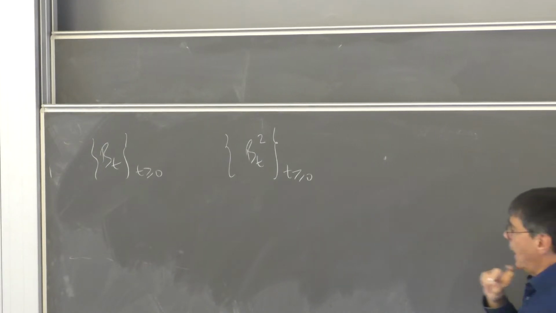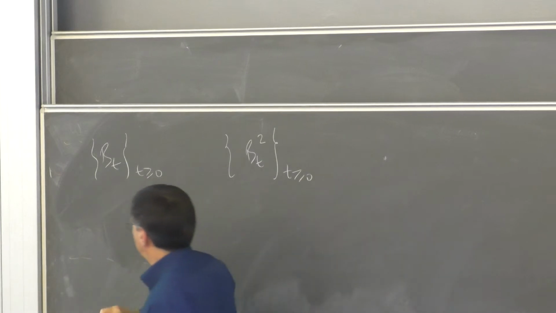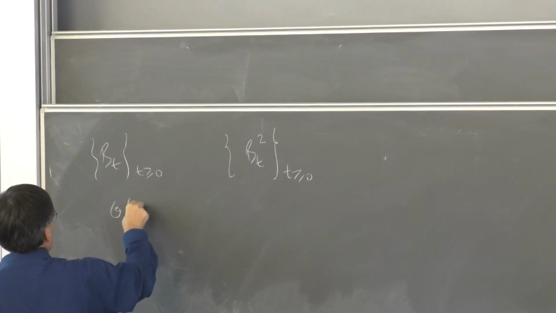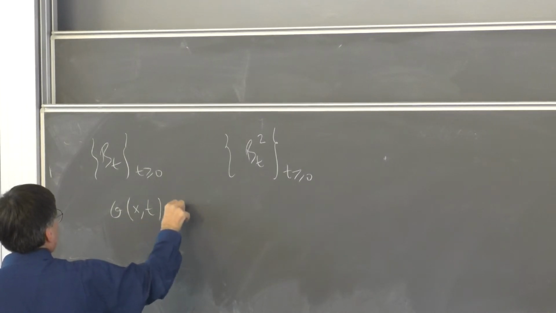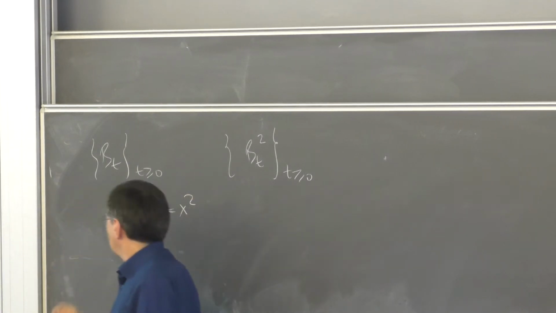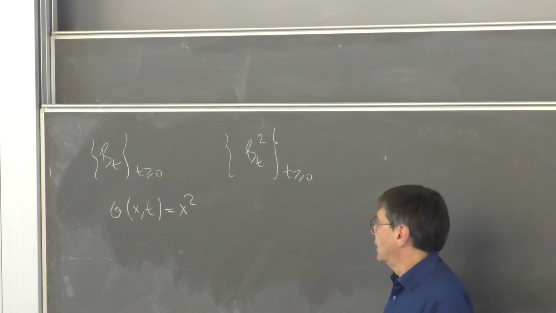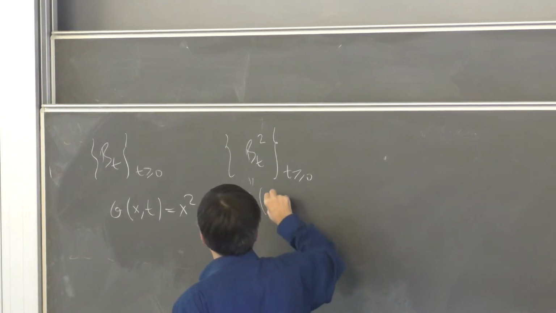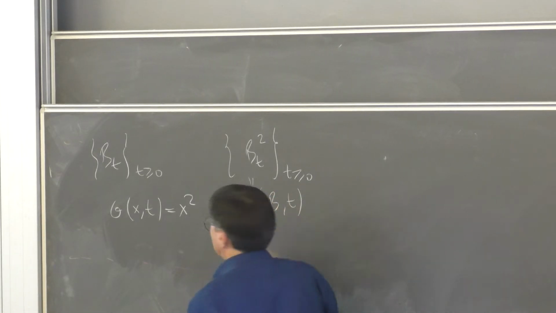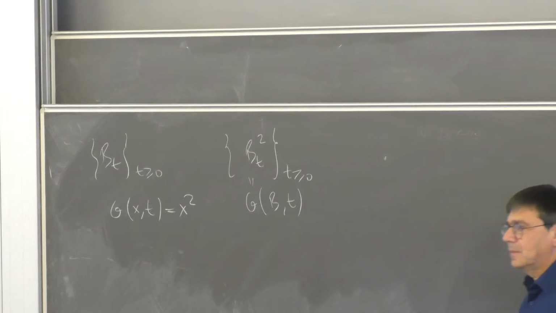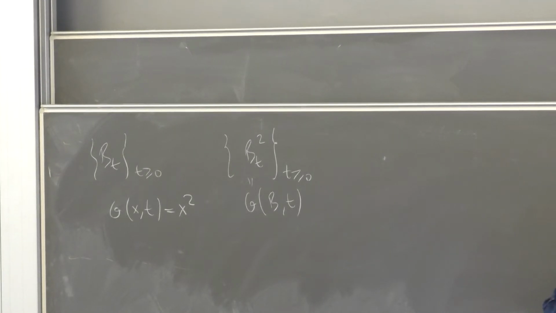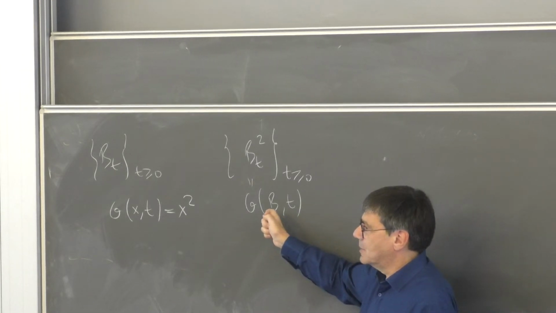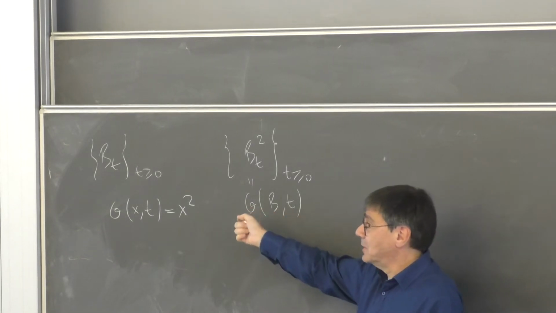Then what are you going to say? You're going to say, how do I get this from that? So I have a function g of x and t, which is given by x squared. And this is nothing but g of Bt. Right? Aha, so we seem to be in the setting in which Ito's lemma can help us. We have a stochastic process, which is an Ito process. Brownian motion is an Ito process.